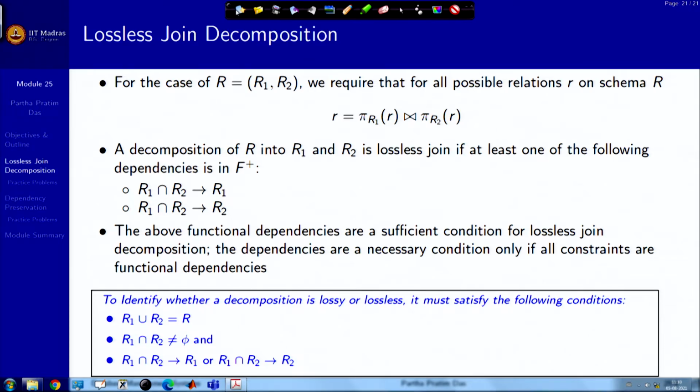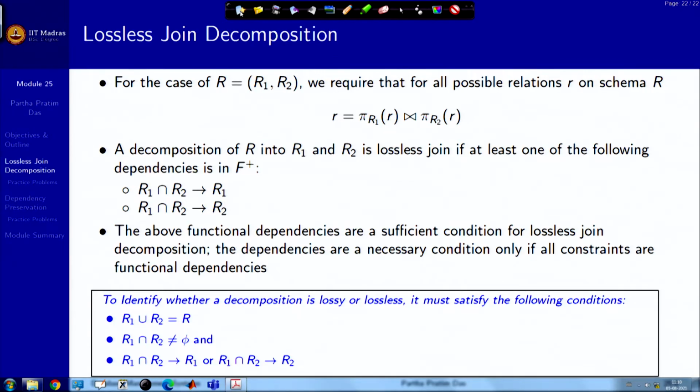It is easy to show that in general, this join will give you something which is equal or more. More tuples may come into it. Now, if it does, then your decomposition is not lossless, it is lossy. So, that is what we want to ensure.